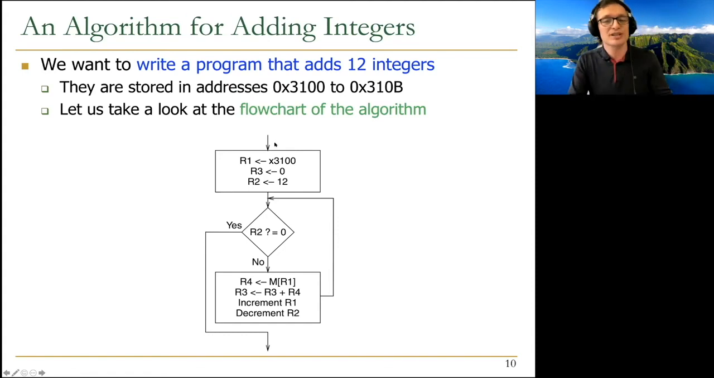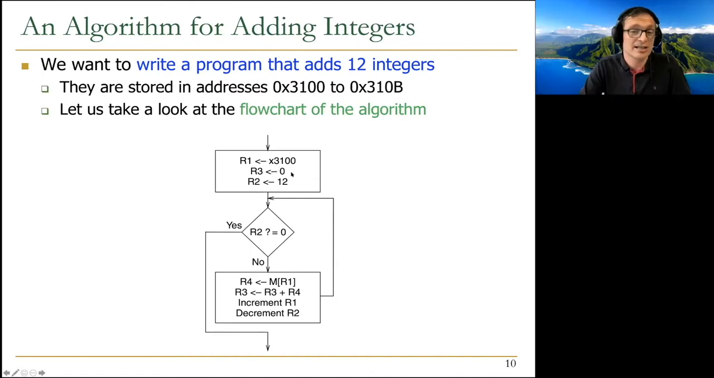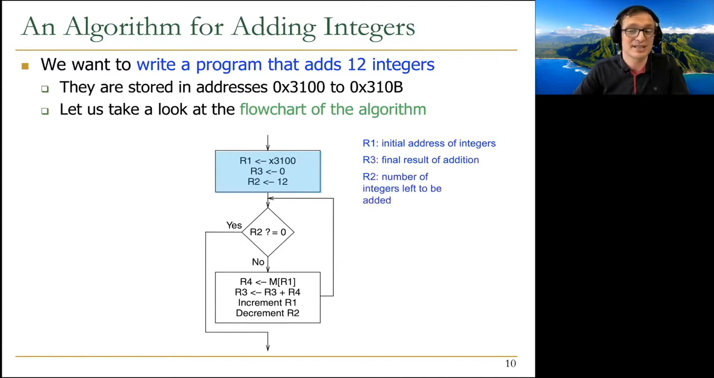In this case, the flowchart or the algorithm is very low level, as you can see, because we're going to write a program in assembly later on. You can see that we even decided the register assignments. We're going to put the address of the first integer, 3100, in R1, the counter in R3, and the number of integers in R2. So R1 is the initial address of the integers, R3 will store the final result of the addition, and R2 is the number of integers left to be added at this point. So this is the initialization part.